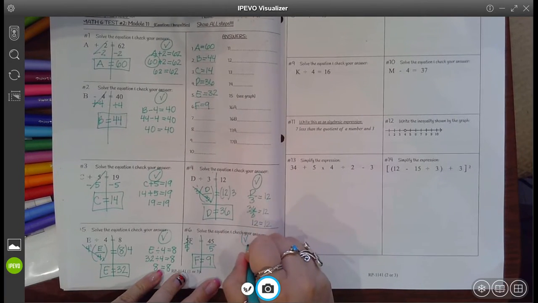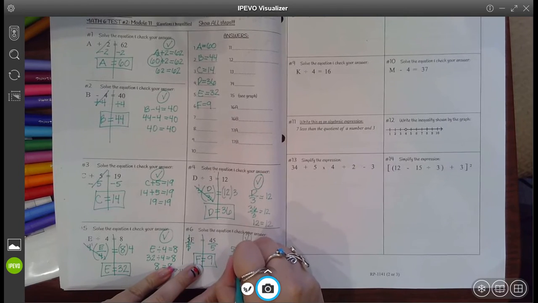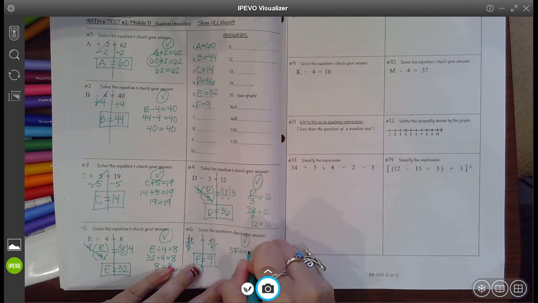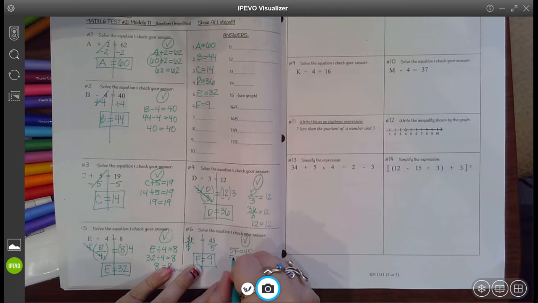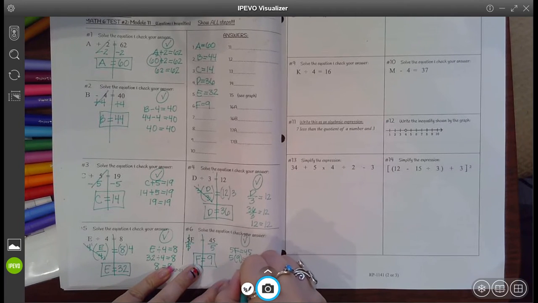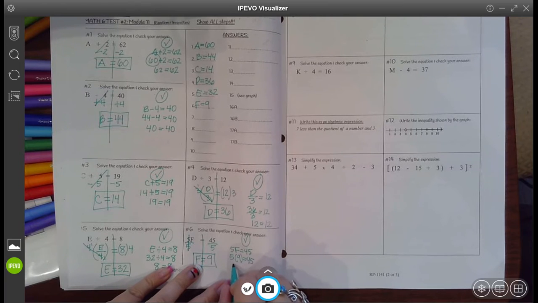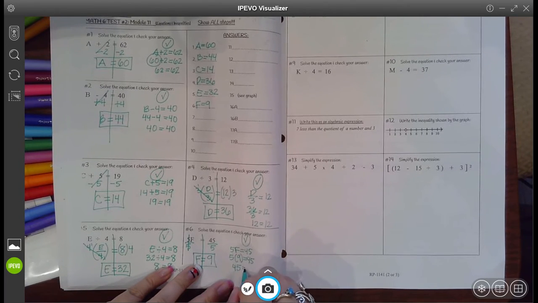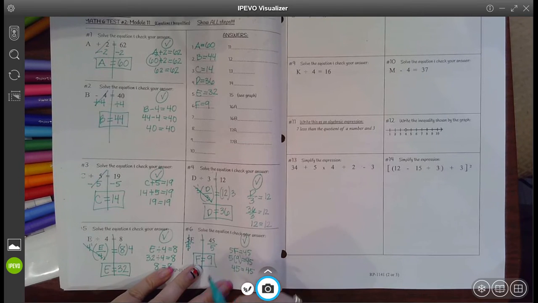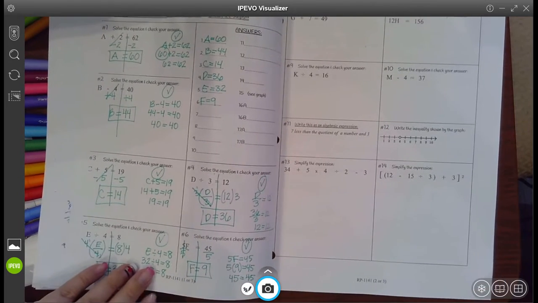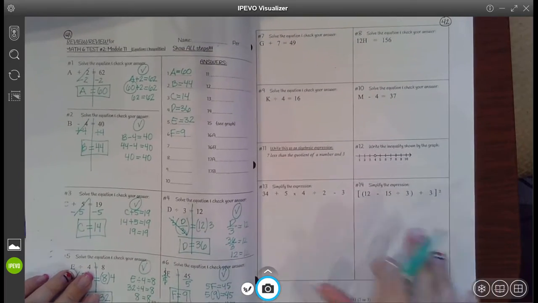And then before I move on, I want to check it to make sure that I'm right. So my original equation, replace the variable with what I think the answer is, and then simplify to see if it makes a true statement. 5 times 9 is 45. Bring down your equals, bring down your 45. That's a true statement, so you know that 9 is the right answer. Okay, let's move on to the next one.